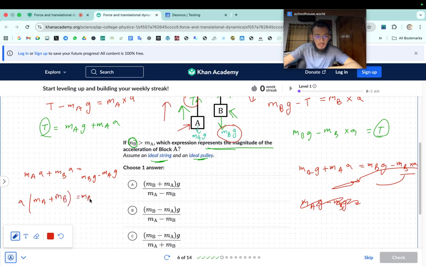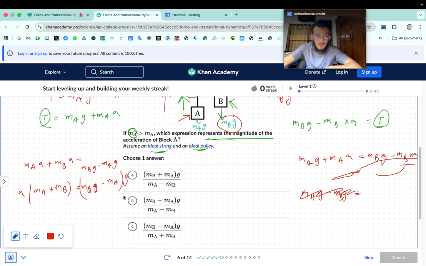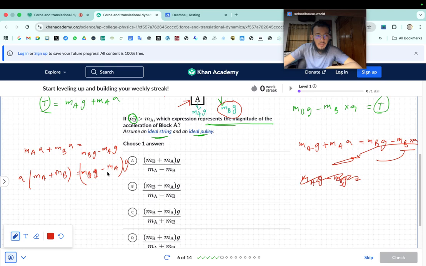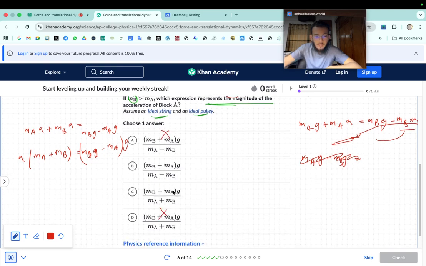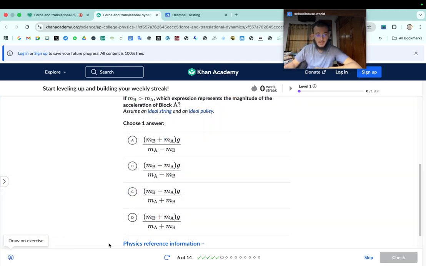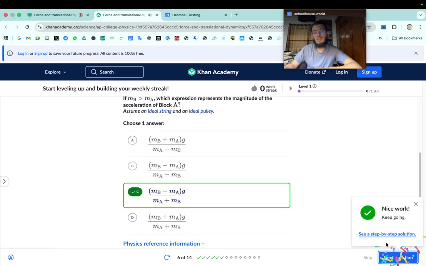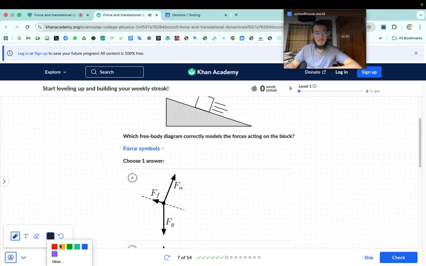So we get mA plus mB times a equals mB g minus mA g. We can make g common here, so we have mB minus mA times g, and we have mA plus mB. As you can see, a equals mB minus mA times g over mA plus mB. So C matches our result. There we go. Next question.